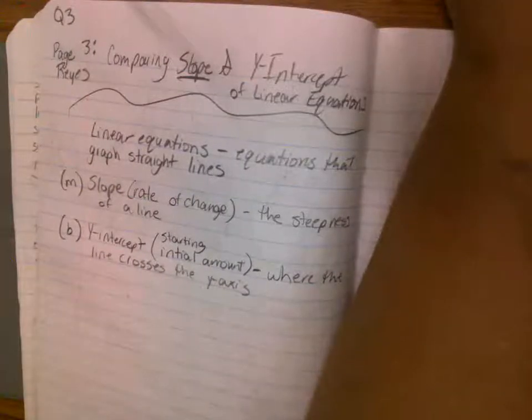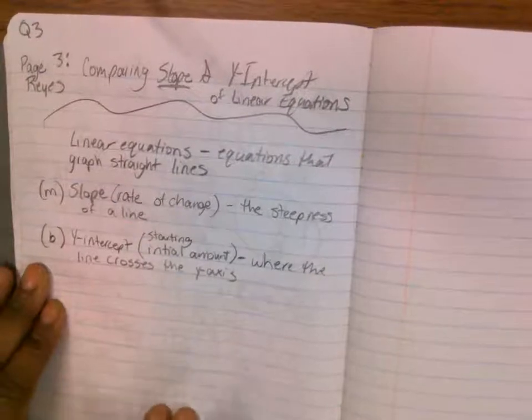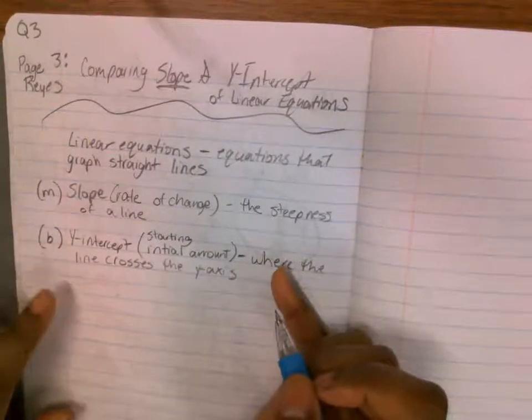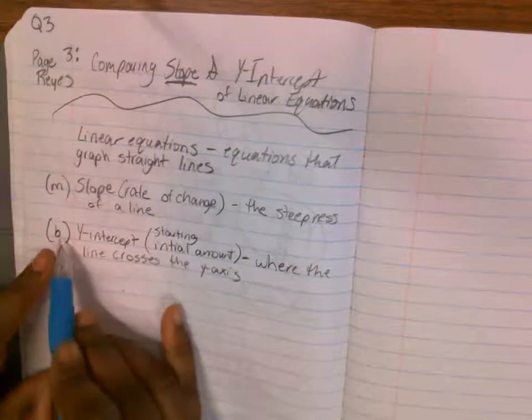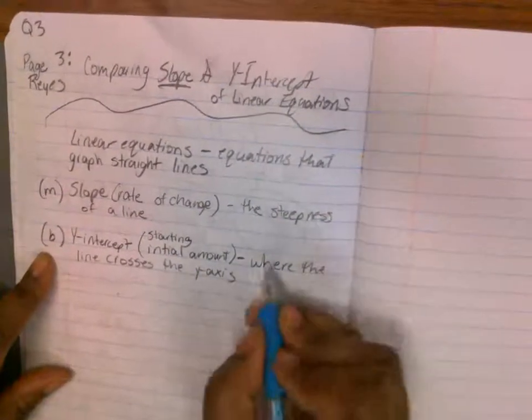That's okay, Lily. All right. Here, your y-intercept, the letter for y-intercept is B. I lost my train of thought for a second there, y'all.